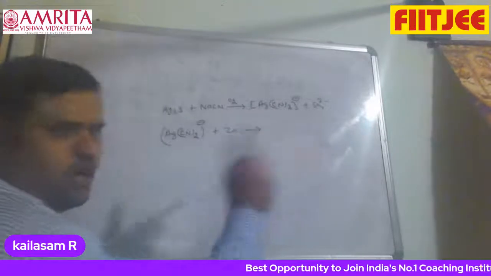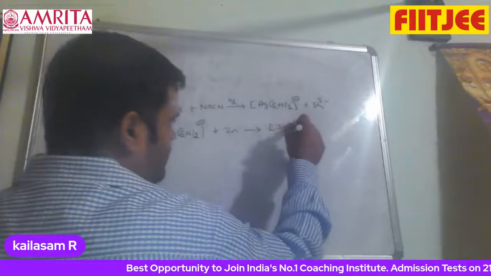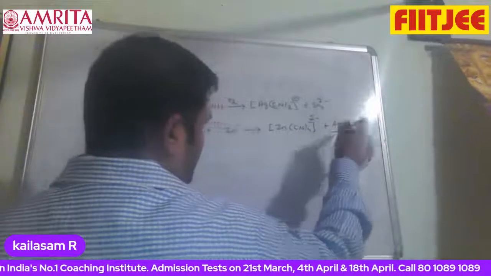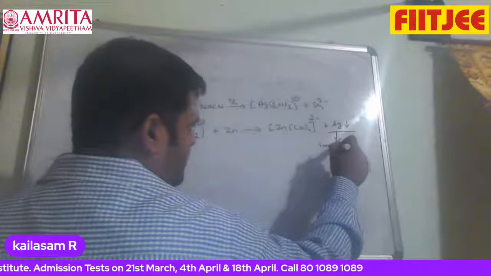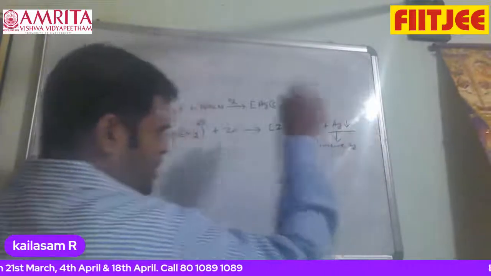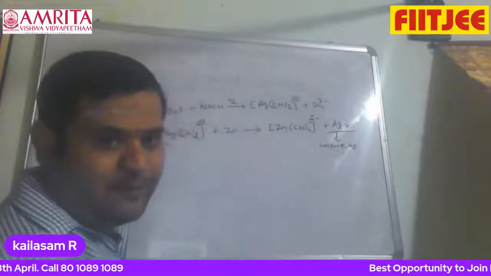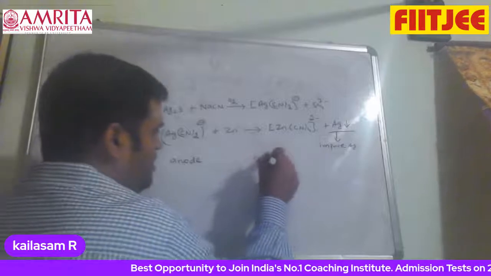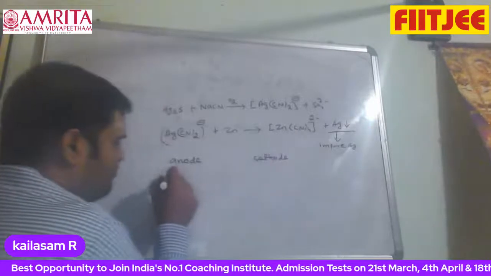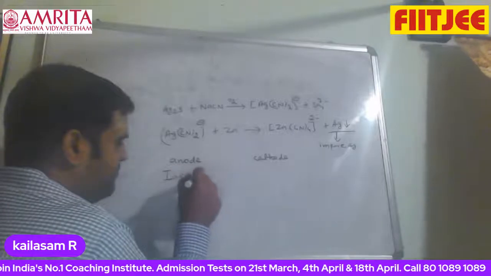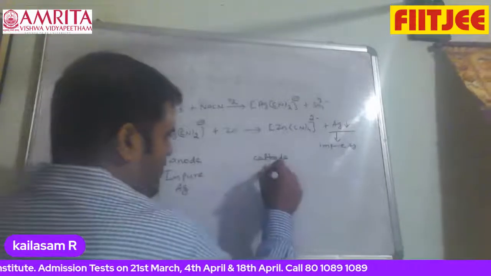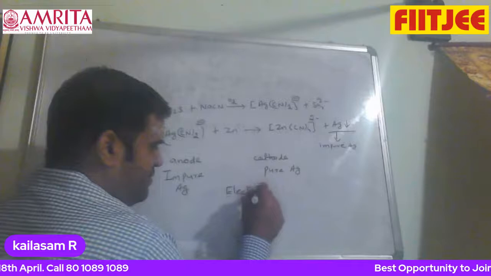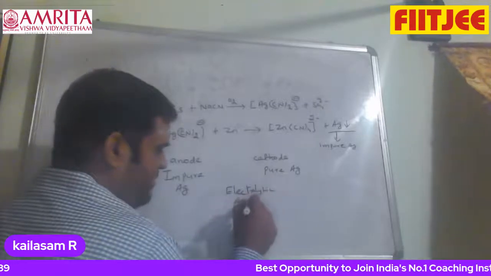Zinc, obviously, is a redox reaction. You get [Zn(CN)4]2- plus Ag. This is called impure Ag. Let it go for electrolytic refining. Now the anode is impure Ag, and pure Ag acts as the cathode. The electrolytic solution is acidified AgNO3.